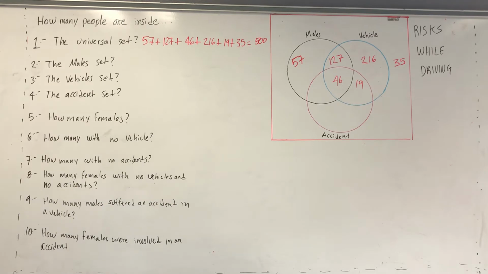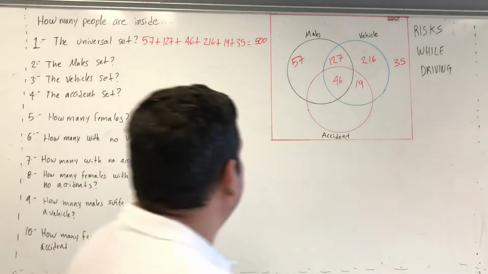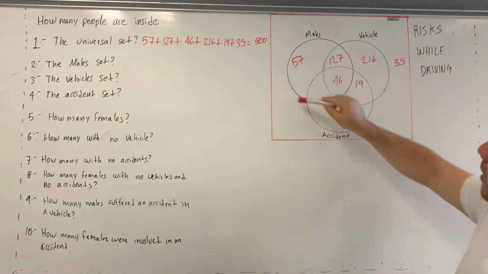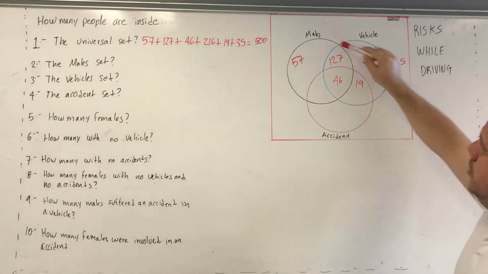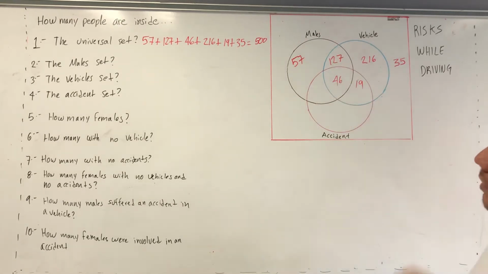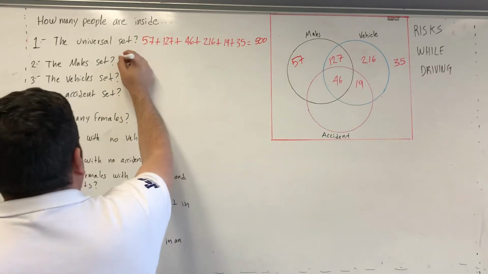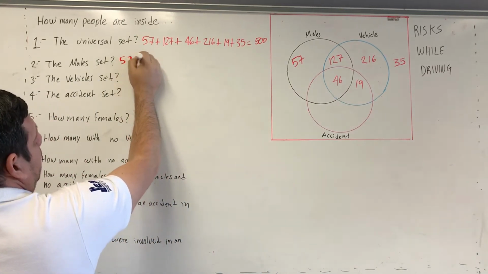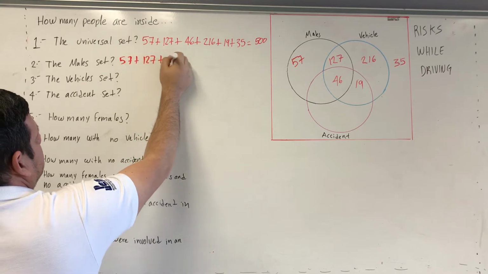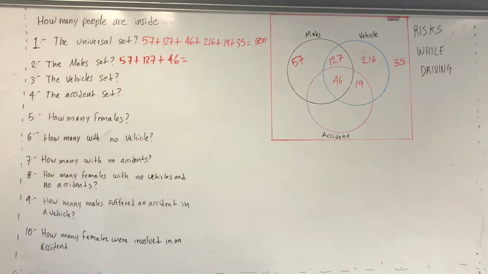Now we have another question. How many people are inside the male set? This is the male set. The black circle right here contains three numbers. We need to add all three values, which is 57 plus 127 plus 46, and the addition for that is 230.